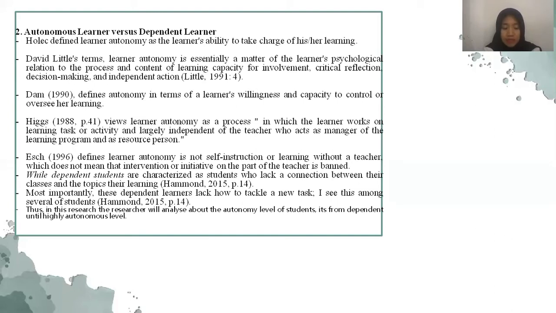And then autonomous level. Learner autonomy refers to the principle that learners should take an increasing amount of responsibility for what they learn and how they learn it. And then the last, highly autonomous, is students who have a very high level of independence in their learning. These students have such good abilities to become independent learners.